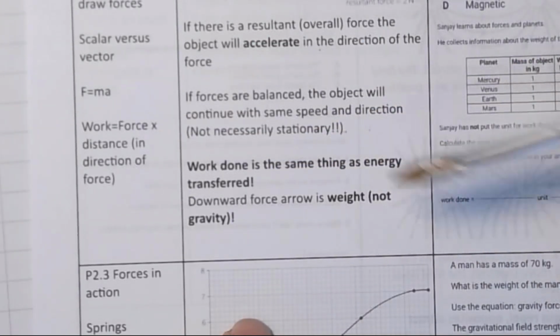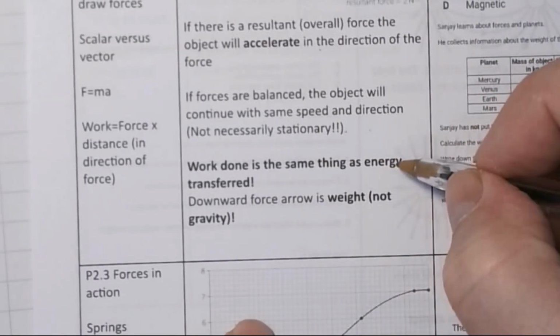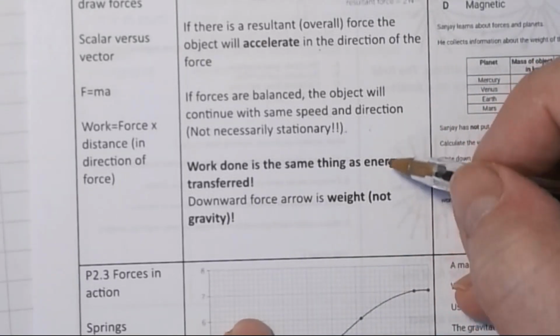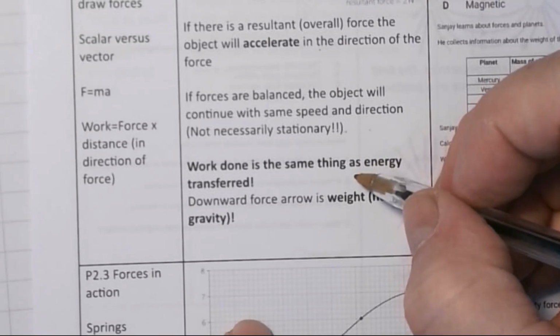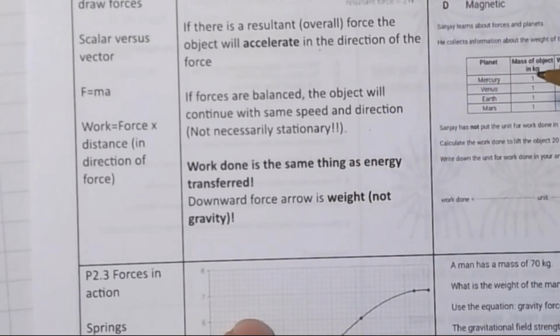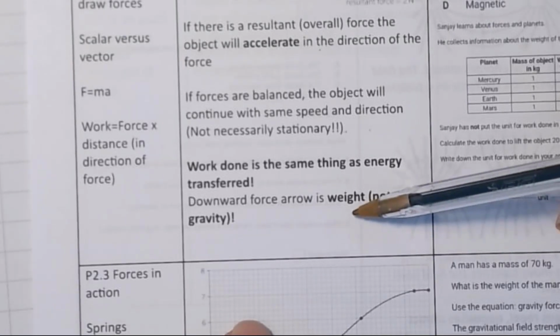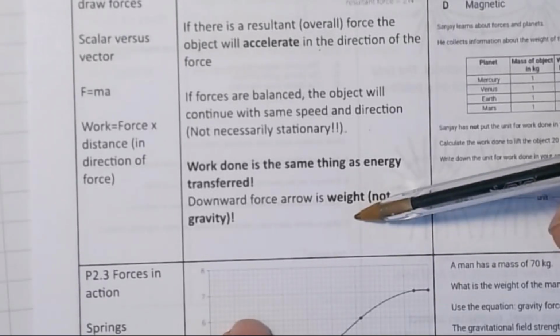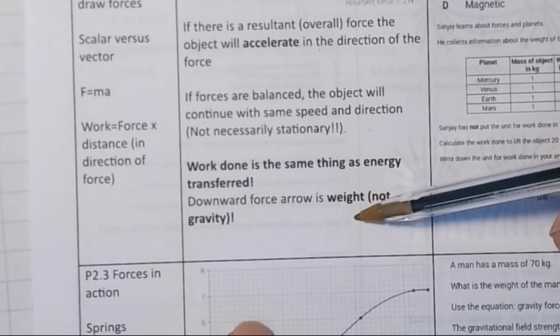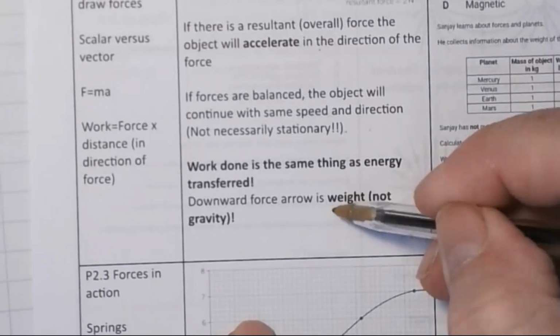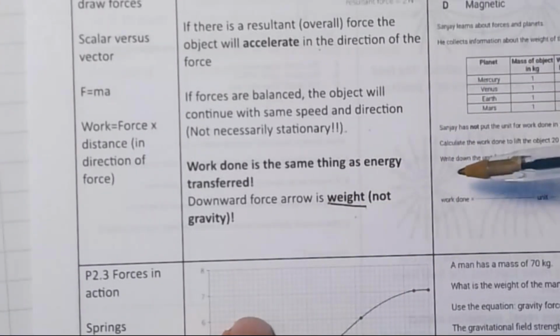Sometimes we talk about the word energy, sometimes we use the word work. You need to understand that work is essentially the same thing as energy. They're both measured in joules. This comes up all the time. If we're in a gravitational field, there's always going to be a force downwards, and it's called weight. It's not gravity. You should label that downward force as weight.